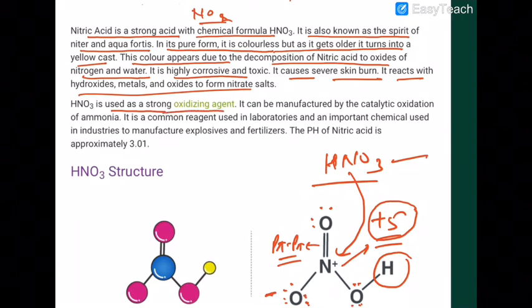So remember one more thing, that in most cases in organic chemistry we will use H2SO4 as an acid. We will never use HNO3 as an acid. Why? Because in most cases HNO3's oxidizing power comes into account more predominantly than its acidic nature. Okay, sure about that? It can be manufactured by the catalytic oxidation of ammonia and is a common agent used in the laboratory. Okay, the pH of nitric acid is approximately 3.1.